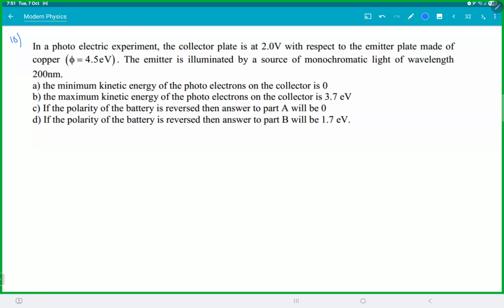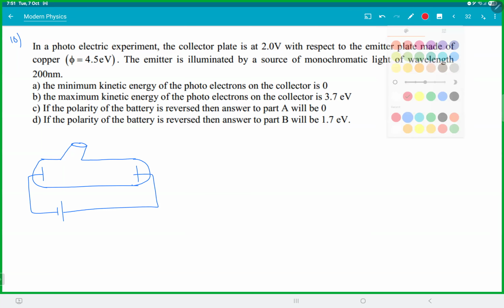Now look at this setup here. This is where I'm saying, if you know how the setup works and you draw a picture every time and visualize, you will get that understanding. If you look at this picture, the collector voltage is at 2 volts. So this is plus, this is minus, this is 2 volts and this is at 0 volt.